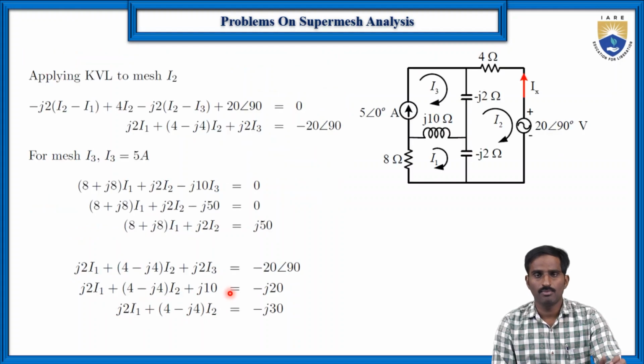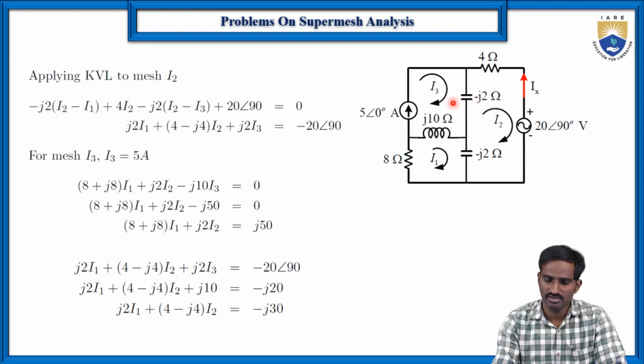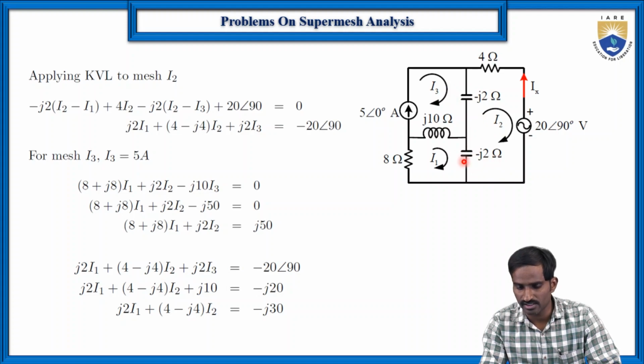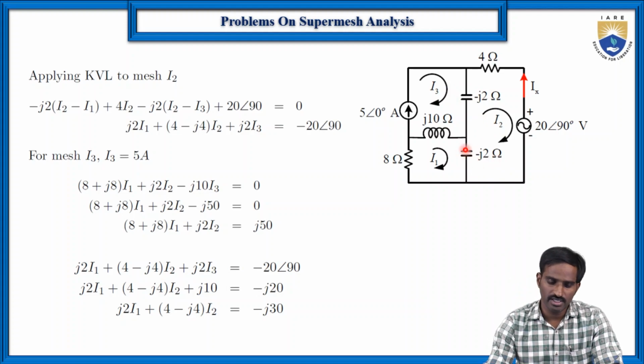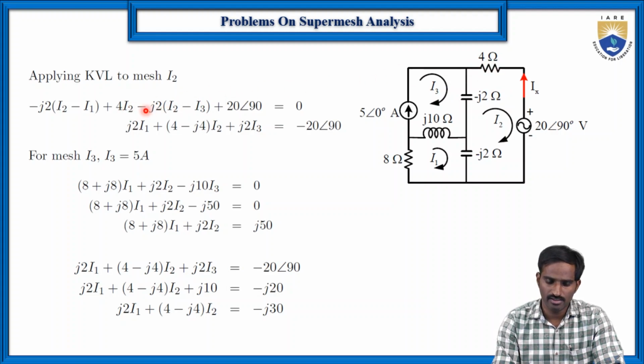Then similarly apply the KVL to loop 2. Here it is loop 2. For this loop 2, let us start again with the Z here. So minus Z2 into (I2 minus I1), because the current flowing through here is I2 minus I1. Then after that plus 4 into I2 and minus Z2 into (I2 minus I3), because the current flowing through here is I2 minus I3, and plus 20 at an angle of 90 degrees is equal to 0. Then by simplifying this, you will get this equation.